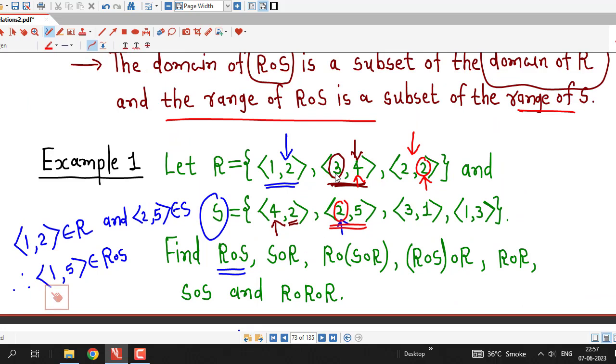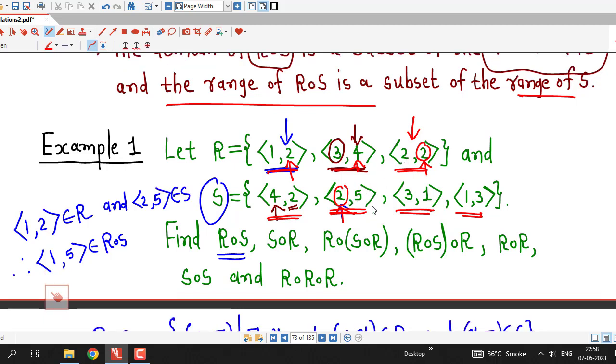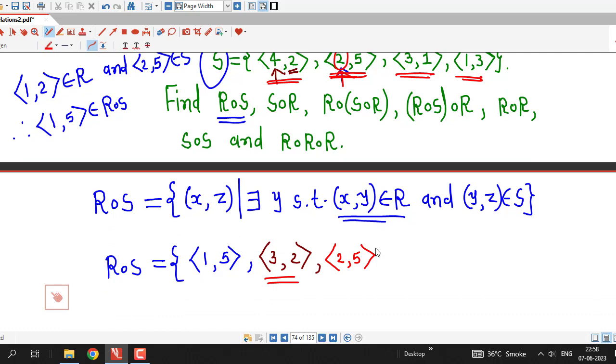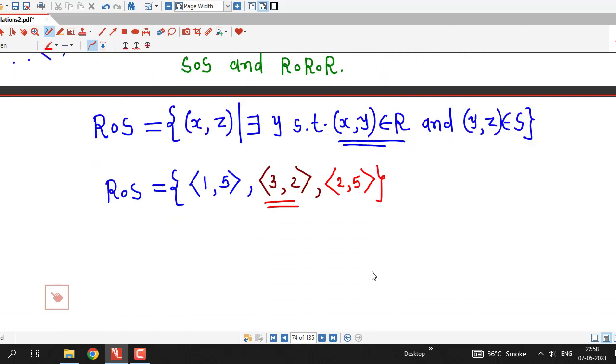So we have checked for all the ordered pairs in relation R. What we have to check for each ordered pair in relation R, we have to concentrate on this second component in each ordered pair, and here we have to concentrate on first component of each ordered pair, as I have done here. 2 2 belongs to R and 2 5 belongs to S. Therefore 2 5 belongs to R composite S. So this is nothing but R composite S.